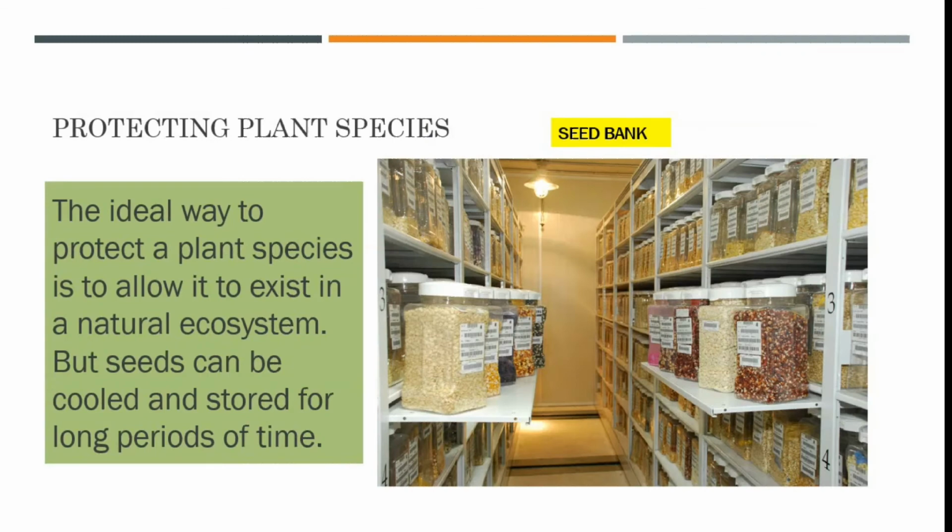Protecting plant species. The ideal way to protect a plant species is to allow it to exist in a natural ecosystem. But seeds can be cooled and stored for long periods of time. By establishing seed banks for threatened and endangered plants, the species can be reintroduced if they become extinct.